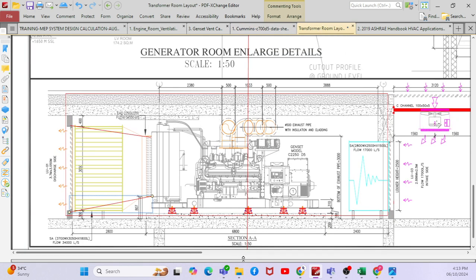So what is the fan capacity? The same: engine radiator cooling plus engine air for combustion. Both together will be the fan capacity for the intake. Is that clear? How to calculate generator fan ventilation capacity?